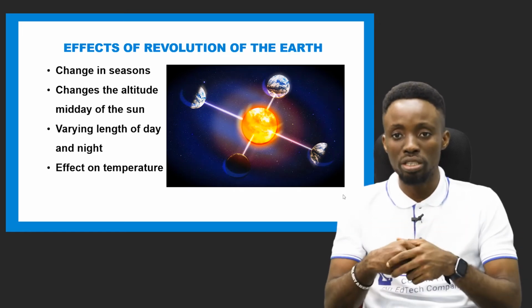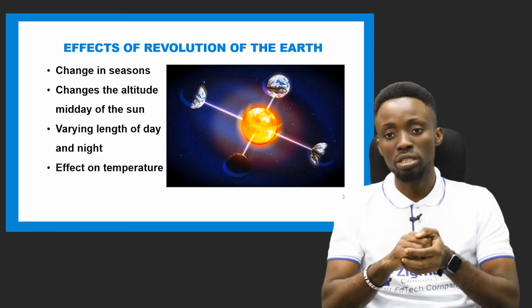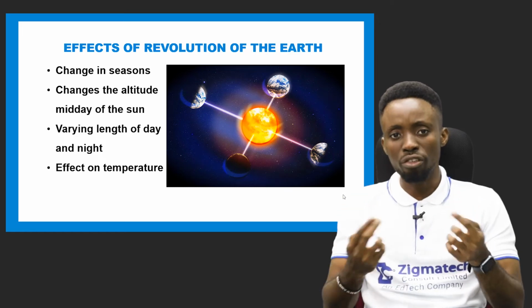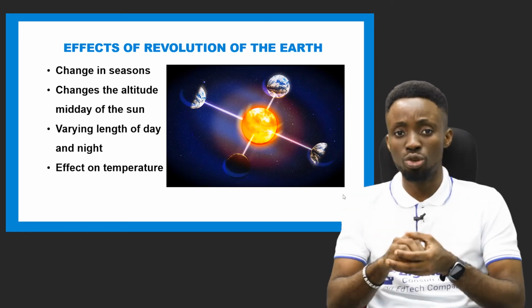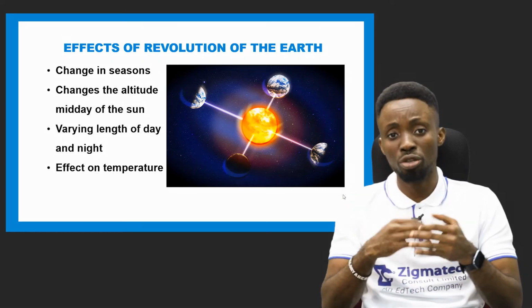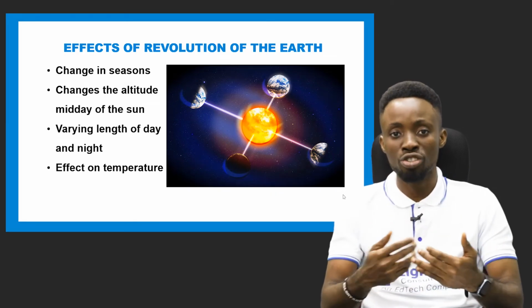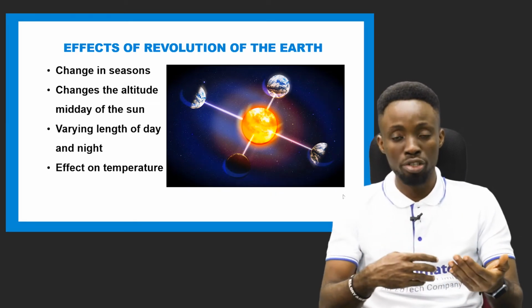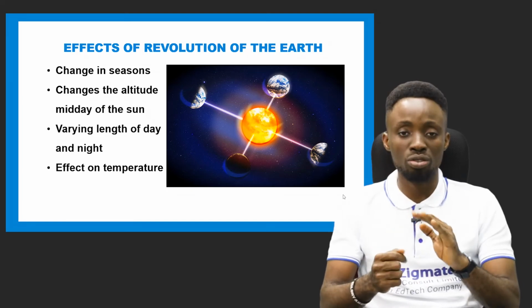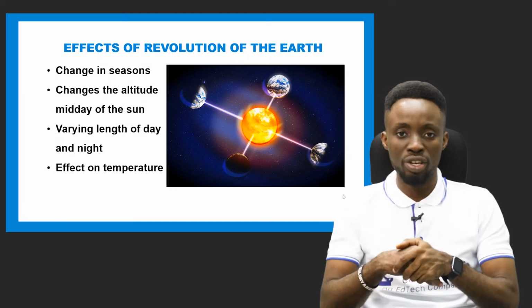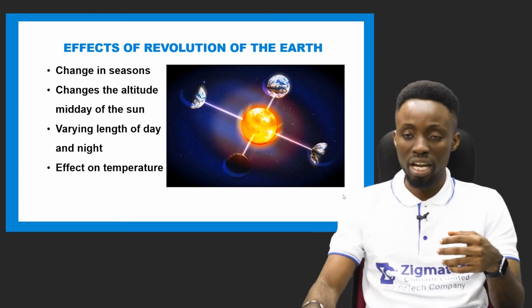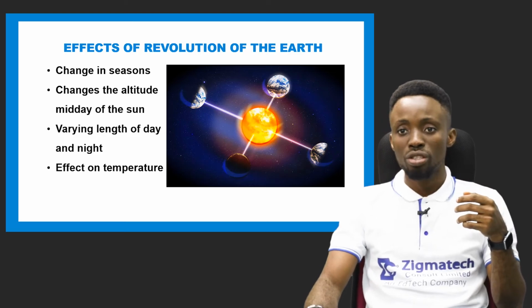And we call this equinox and solstice. Revolution also has its role to play in temperature, because while the Earth is revolving, places that are further away from the sun will have a drop in temperature, while places that are closer to the sun will experience an increase in temperature.